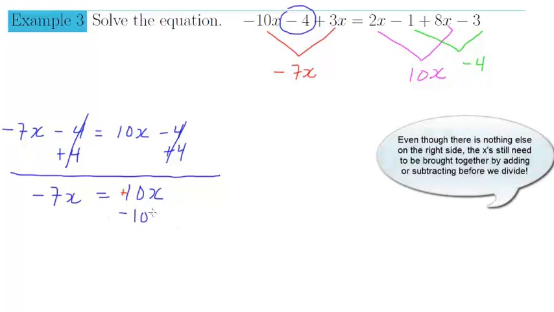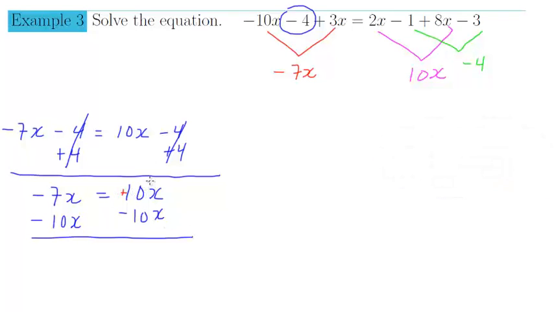Minus 10x, minus 10x. Positive 10x minus 10x leaves me with 0, period. Negative 7x minus 10x leaves me with negative 17. Oops. Let's try that again. Negative 17x's.